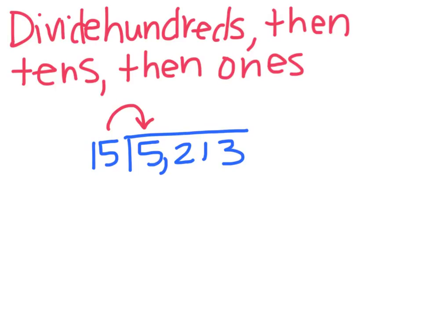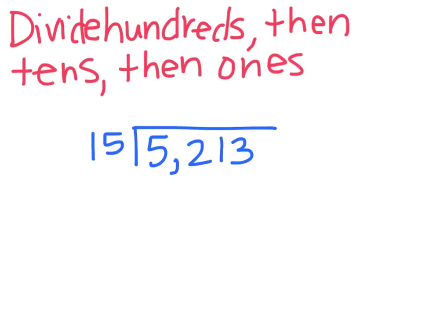So we aren't going to start in the thousands place. Let's move on to the tens place. We are able to divide 15 into 52. So let's estimate what our quotient might be. How many times do we think 15 will fit evenly into 52?